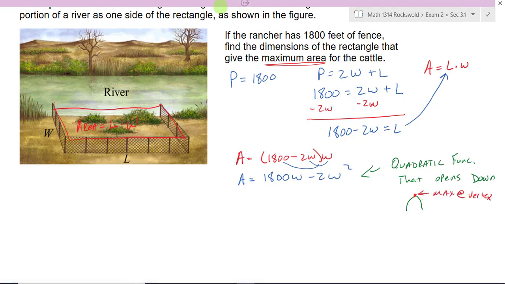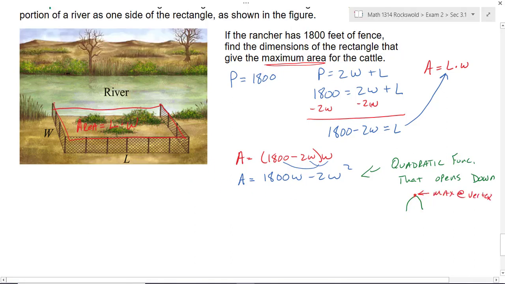So guess what I have to do? I have to find the vertex of this quadratic function. So I have A equals. Some people like to write their quadratic term first, or the square term first. You could write A equals negative 2w squared plus 1,800w. If you're going to find the vertex with your function written in this form, do you want to use the negative b over 2a, or do you want to complete the square? Have I won you over to the negative b over 2a?